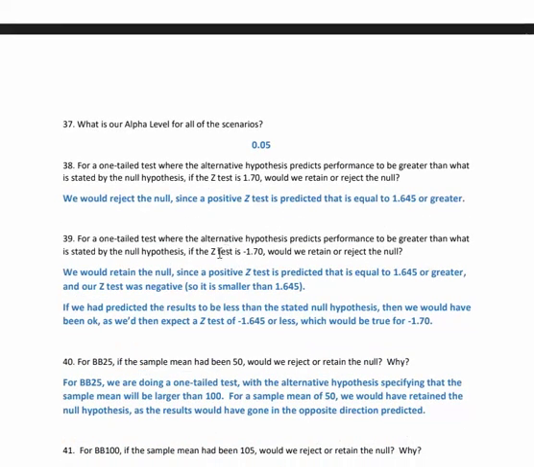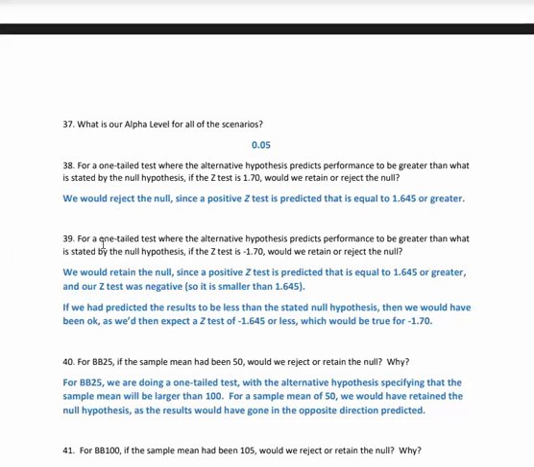38. For a one-tailed test where the alternative hypothesis predicts performance to be greater than what is stated in the null hypothesis, if the z-test is 1.70, would we retain or reject the null? And our answer is we would reject the null, since a positive z-test is predicted that is equal to 1.645 or greater. So as long as it's 1.645 or greater, you get to reject it. And it's a positive 1.645 because we were predicting the results to be greater than what the null hypothesis said it should be.